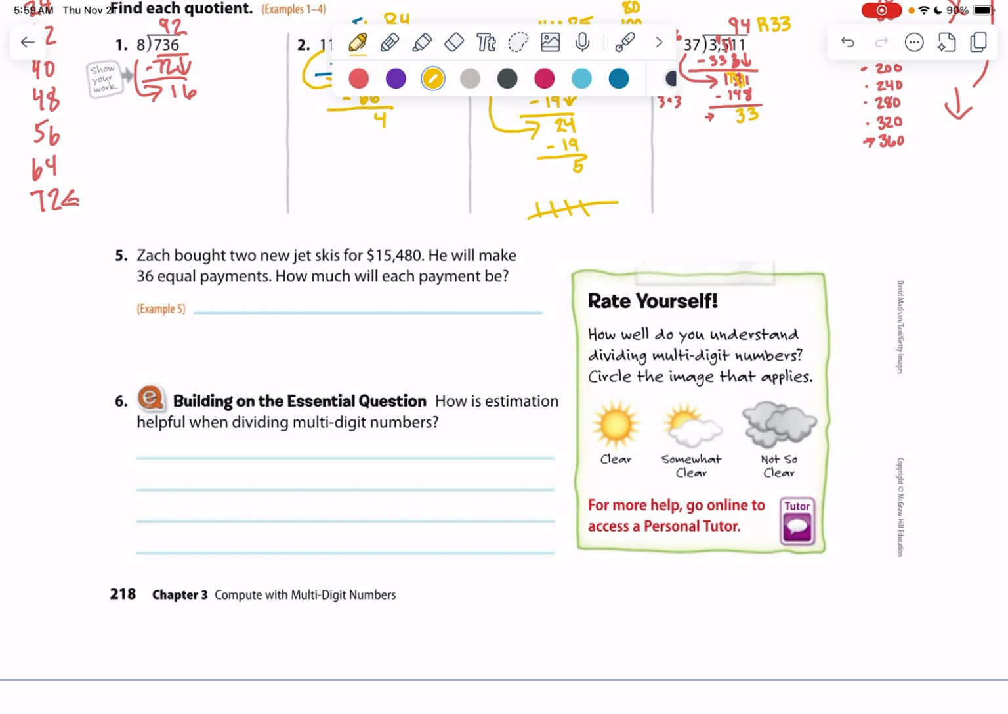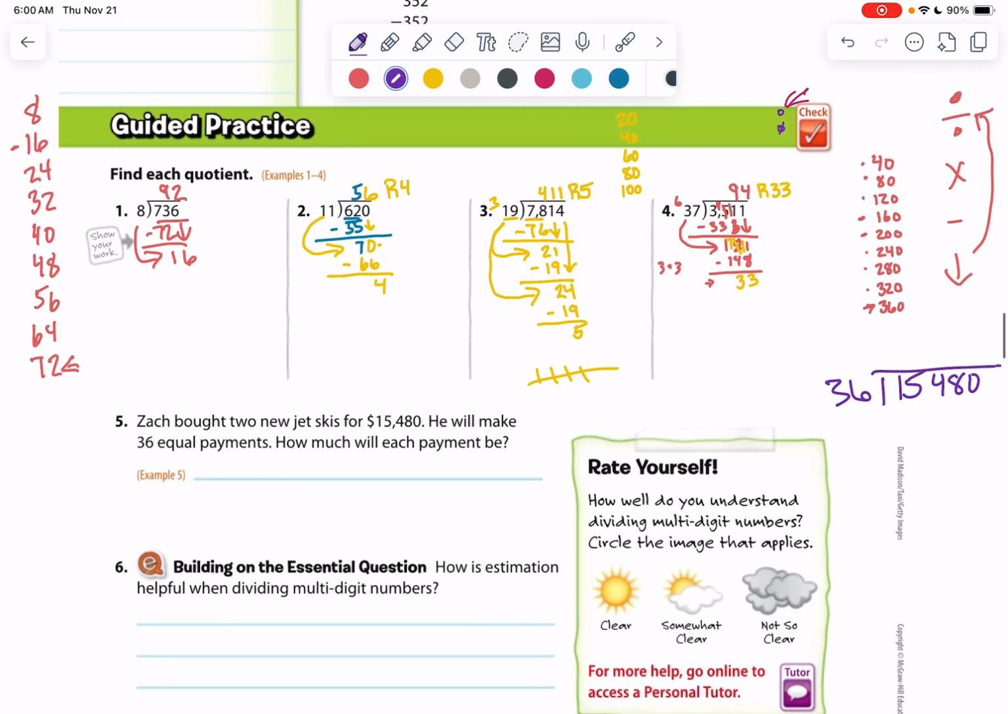All right, so let's see here. We've got 15,480 divided by 36. All right, so look, we already skip counted by 40s. Let's just use that again, okay? So 36 will not go into 1 or 15. So we're thinking about 36 into 154. So possibly this 160 right here. So that's 1, 2, 3, 4. Let's try a 4.